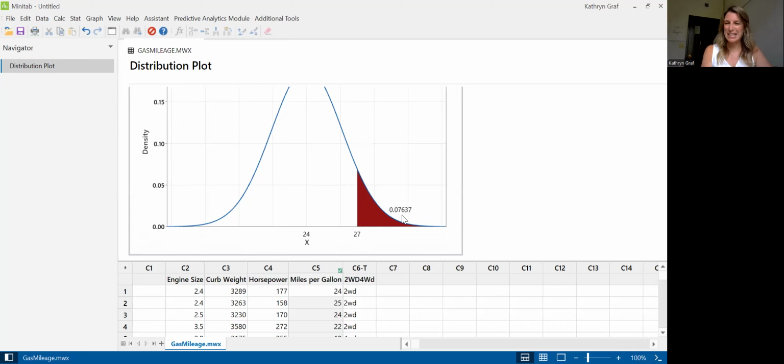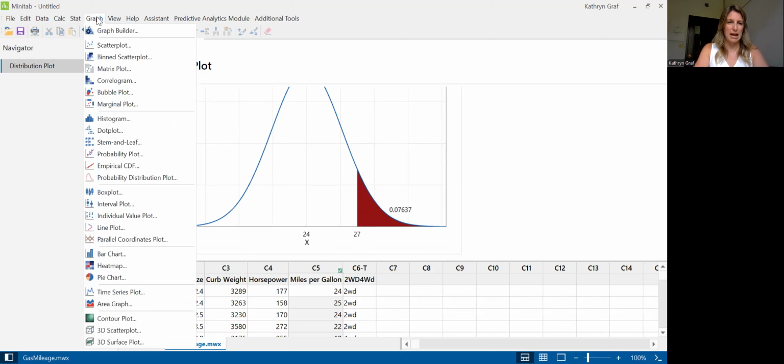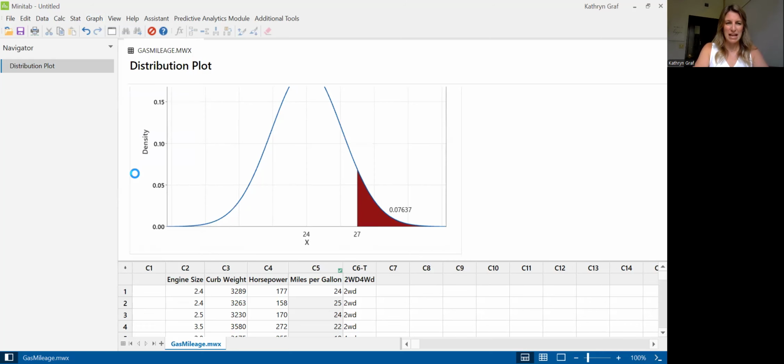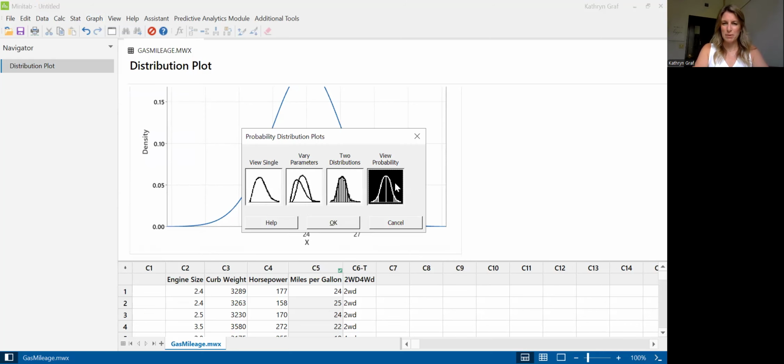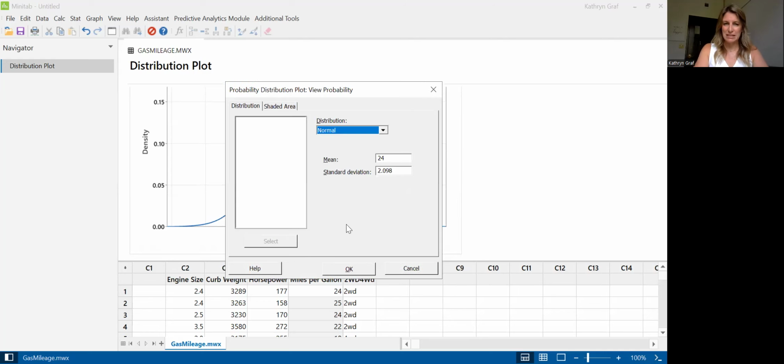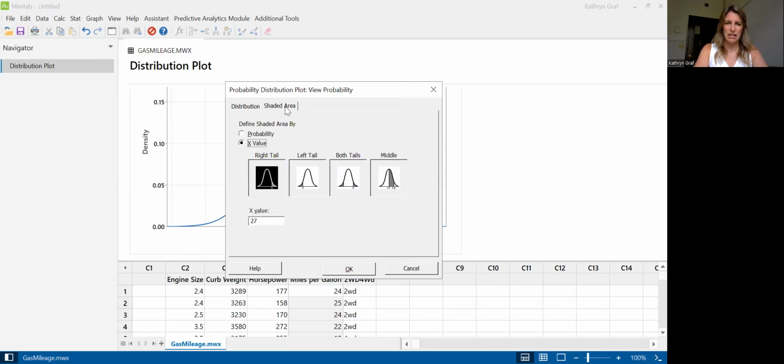Now, let's take a look at finding a percentile. Again, we're going to use the same exact feature: Graph, Probability Distribution Plot. Again, View Probability, and then I'm going to click OK. I'm going to use the same data, so normal, 24 and 2.098. I'm going to leave that the same. It's just when I go into the shaded area. Keep in mind, I just used this feature, and anytime you use a feature twice, it will save what you just did.